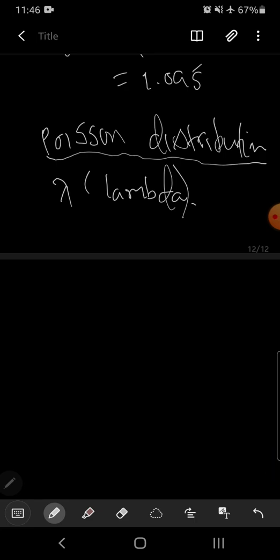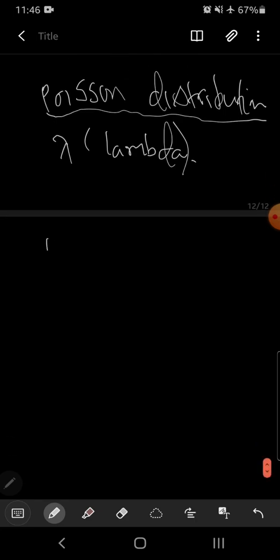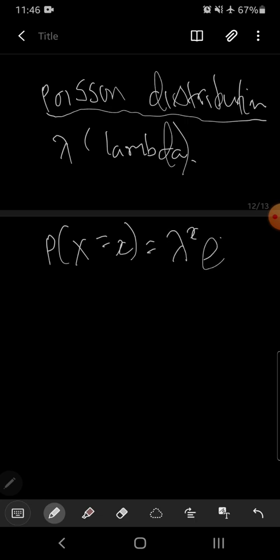So let's get the formula for finding probability. The probability that X equals small x is just lambda raised to the power x, times e to the power minus lambda, over x factorial. So that exclamation mark, in mathematics we call it factorial.